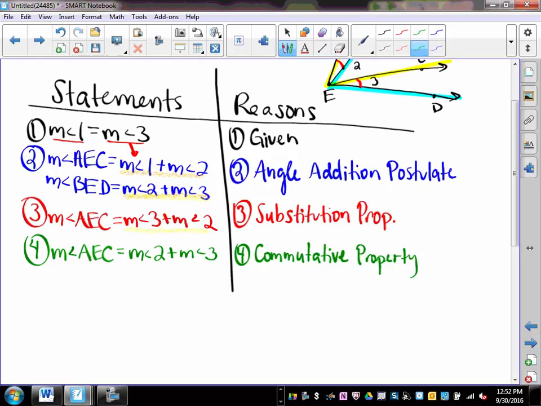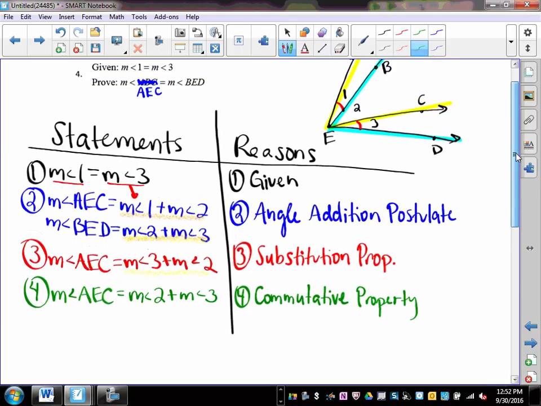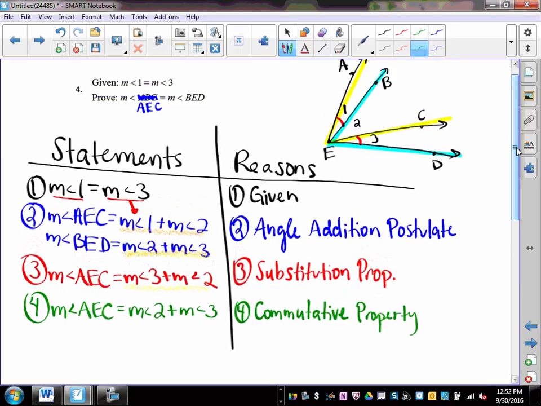Now, if you could have anticipated this, and up here in step 2 you were thinking far enough ahead, you could have said, I want to make sure that these match up so I don't have to deal with that commutative property again. When you wrote out your measure of angle BED, you could have said it's 3 plus 2. Or for AEC, you could say 2 plus 1 to make sure they line up. If you had the foresight for that, great. If not, it's fine. Just do commutative property.